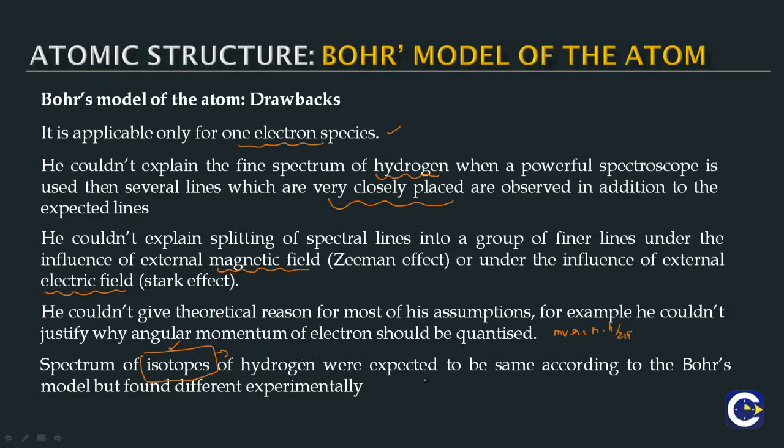But it is found that the isotopes of hydrogen, so hydrogen has 3 isotopes: protium, H11, mass number 1 and atomic number 1; deuterium, H21, mass number 2, atomic number 1. So we can also write deuterium as D21; and tritium, H31, mass number 3, atomic number 1. So it can be written as T31. The spectra of isotopes of hydrogen were not actually very much similar, but there were some differences, and this is one of the other things that the model is not able to explain.